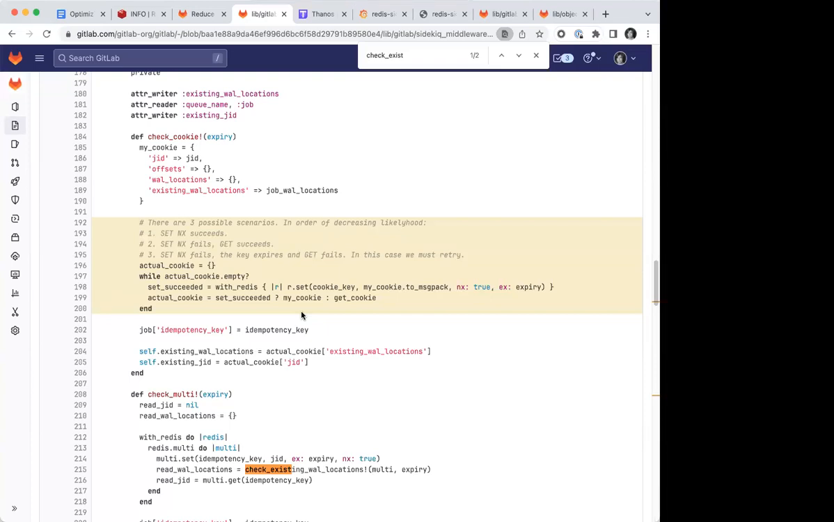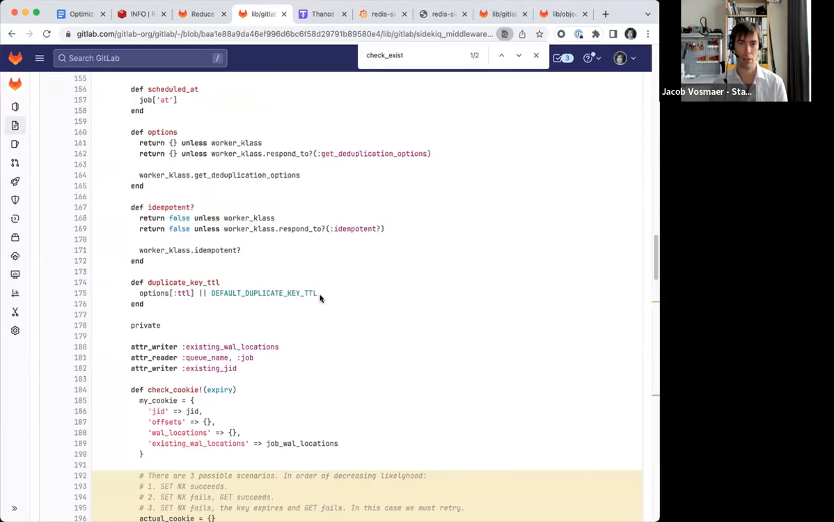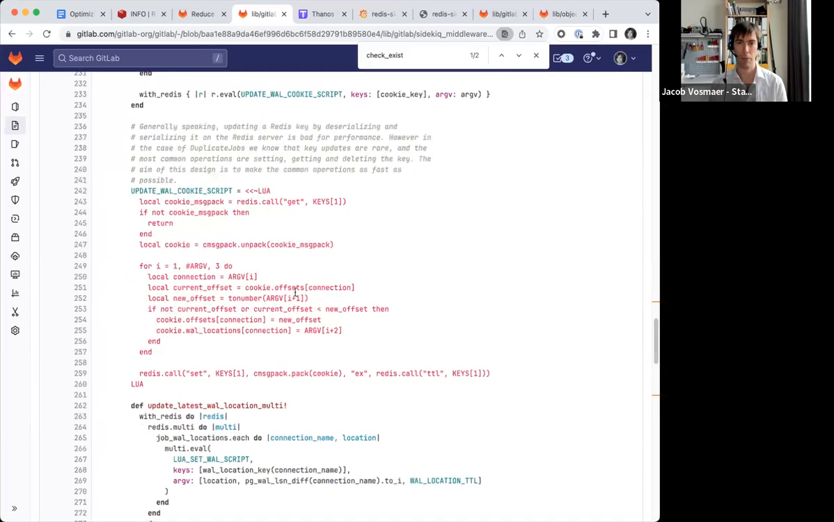I guess one other way to approach this would be Lua scripting, which in this case is probably still not the best way, but it can be an alternative to multi also. Yes, that's another thing I forgot to mention, but we did use multi here because there is a case where we want to read this cookie and update some values conditionally, and we made a Lua script for that. And because we used message pack, Redis can unpack the cookie, and we can look at the cookie and do some stuff with it and then write it back.